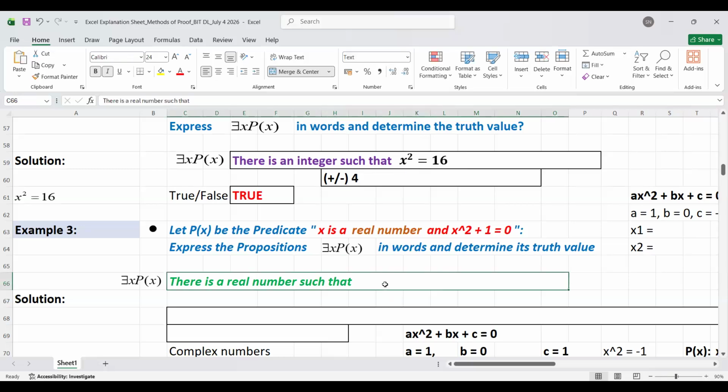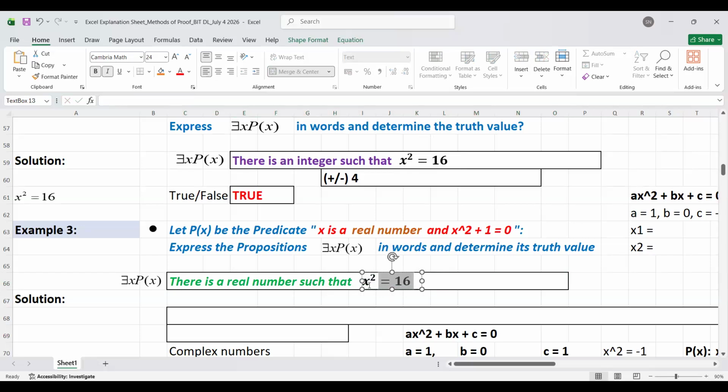x squared plus 1 equals 0. Okay. Let me finish writing the equation, then we can prove it. x squared plus 1 is equal to 0. Now, is this statement true or false?